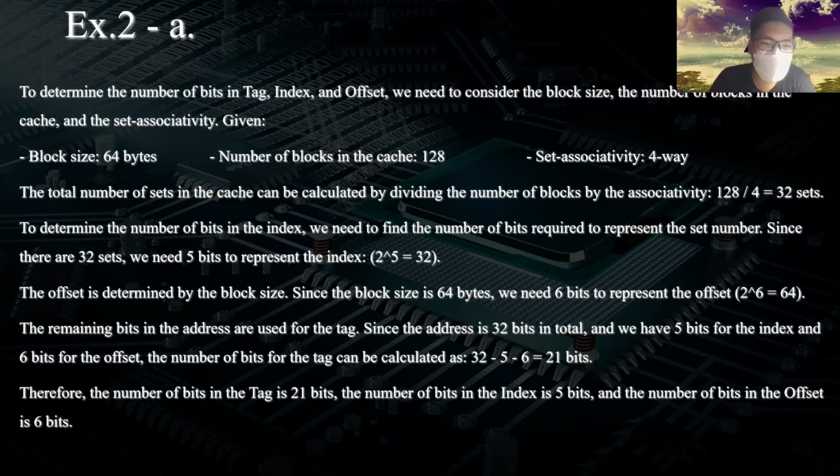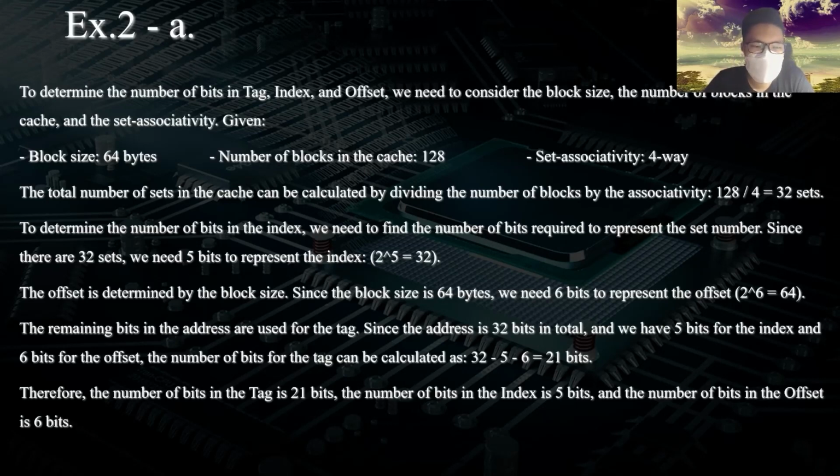32 sets. To determine the number of bits in the index, we need to find the number of bits required to represent the set number size. There are 32 sets. We need 5 bits to represent the index. 2 to the power of 5 equals 32. The offset is determined by the block size. The block size is 64 bytes. We need 6 bits to represent the offset. 2 to the power of 6 equals 64.